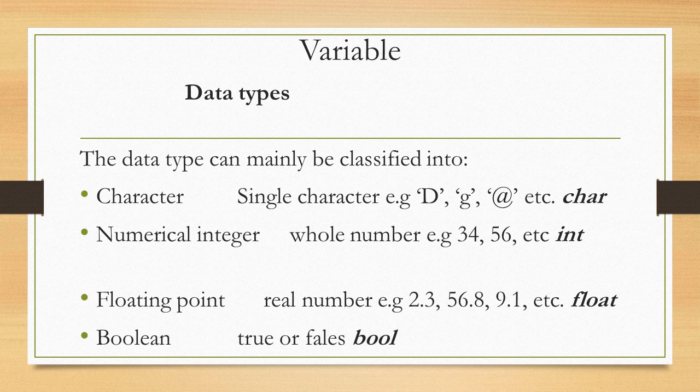Then the next one is boolean. Yes, when you are declaring a variable that has to hold a decision, something like true or false, yes or no. For example, are you married? The answer should be either yes or no. So such variables can be declared to be of type boolean. That's bool. The spelling is bool.